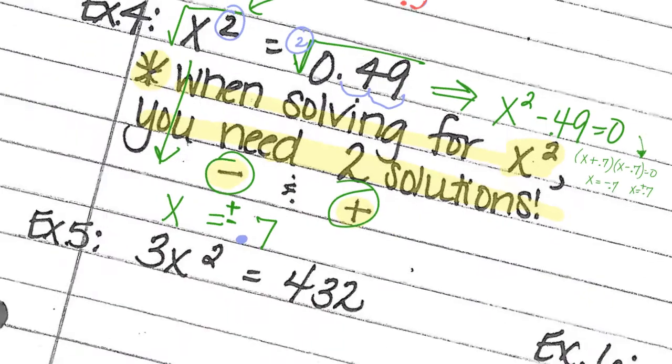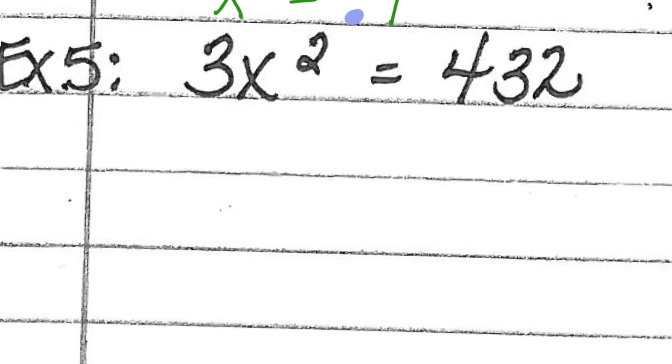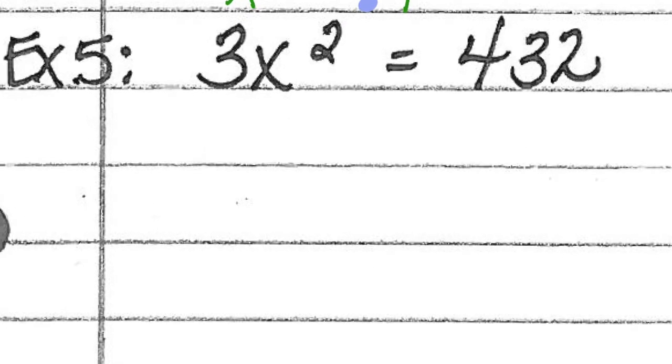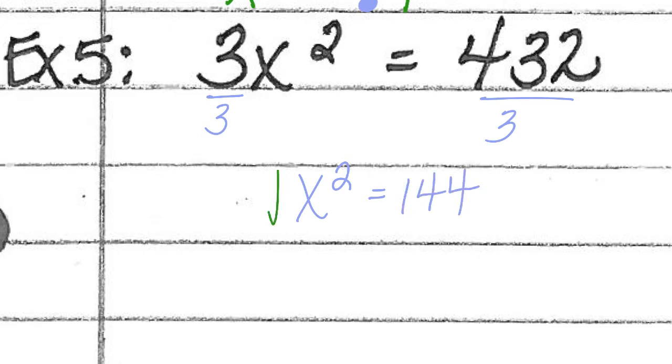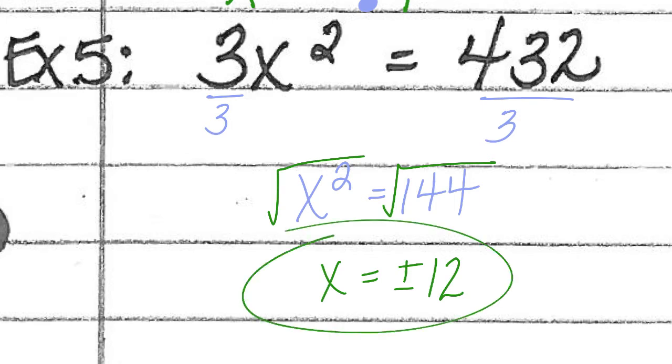All right, moving on to more solving. Here we go. We have 3x squared is equal to 432. The first thing I have to do is just simple Algebra 1. We have to just divide by 3. What I do to one side, I do to the other. And I have x squared is equal to 144. I'm going to take the square root of each side. x is equal to not just 12, but positive and negative 12. So don't forget, when you're solving for that x squared, you need that plus and minus.